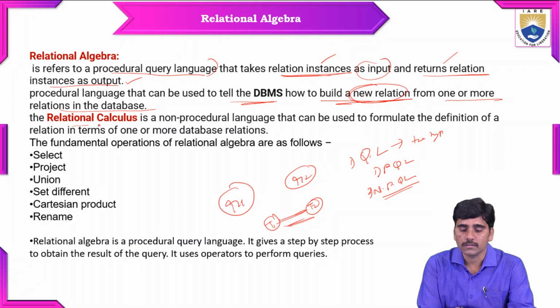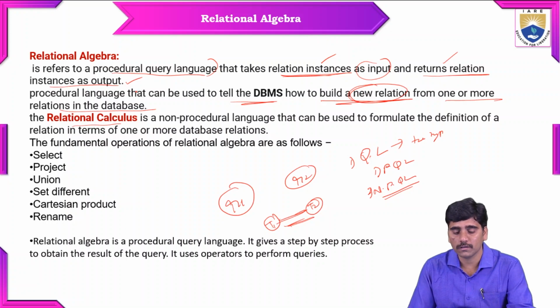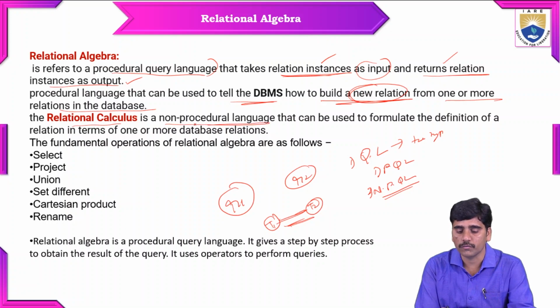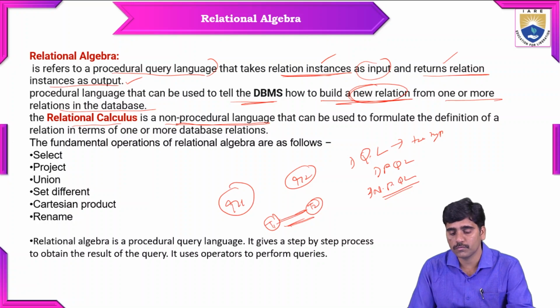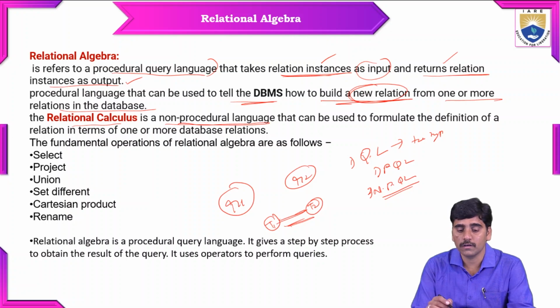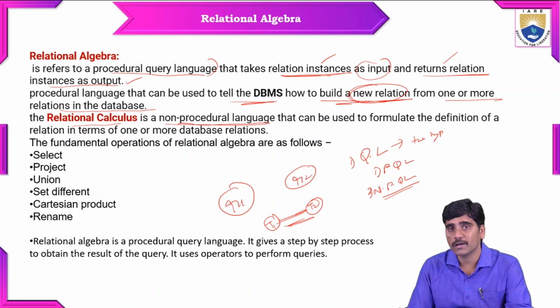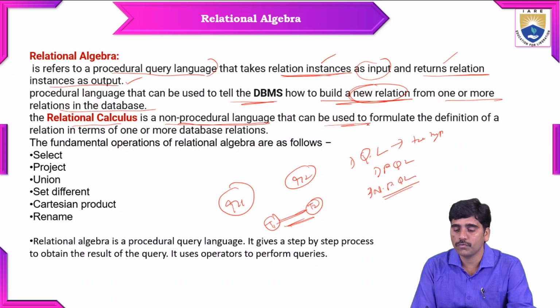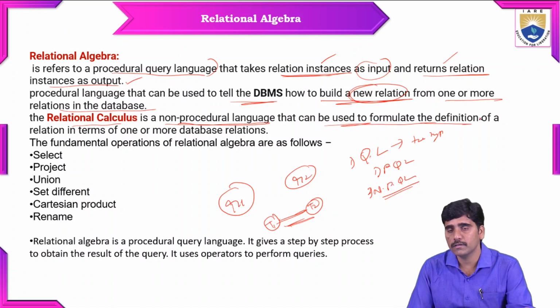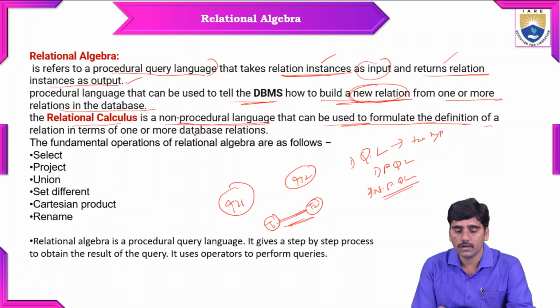Relational calculus is different from relational algebra. Relational calculus is a non-procedural language. Non-procedural means we can write the syntax but we cannot execute it on the system. But in a procedural query language, we can write the syntax as well as execute it on the system. A non-procedural language can be used to formulate the definition of a relation in terms of one or more database relations.